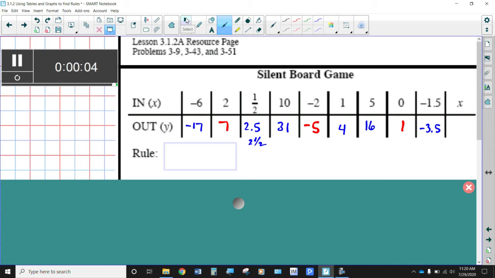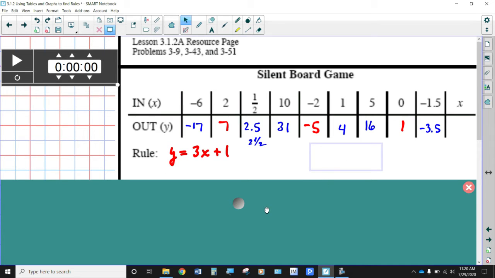All right, what do we have for our rule? Time is almost up, and the time is up. If you said the rule was y equals 3x plus 1, you would have been correct. Okay, so you triple this number, that's 6, plus 1 is 7. Triple that number, it's -6, and when you add a -6 to a +1, it becomes -5, right? Because you're going to do a subtraction there and keep the sign of the bigger number.